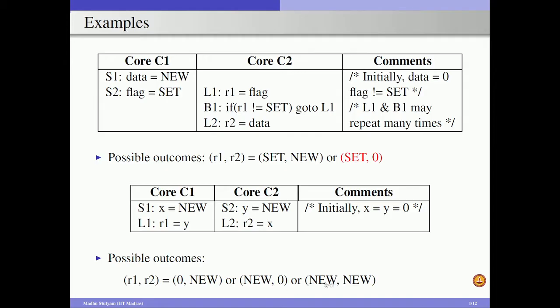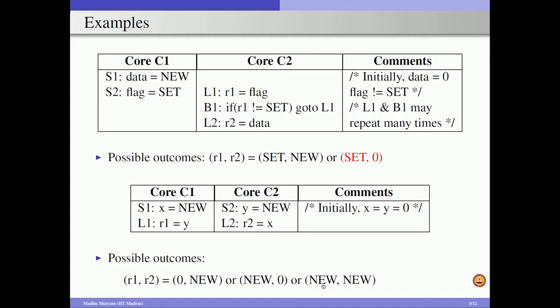And now we will see the third outcome, which is new and new. This can happen when we execute the instructions in this order: S1, S2, and after that L1, L2, or otherwise S2, S1, after that L1, L2 or L2, L1. So we perform the store operations first, and then we perform the load operations, then we can get the value new and new. So when we write this piece of code as a programmer, our expectations will be we either get 0 new, new 0, or new new.